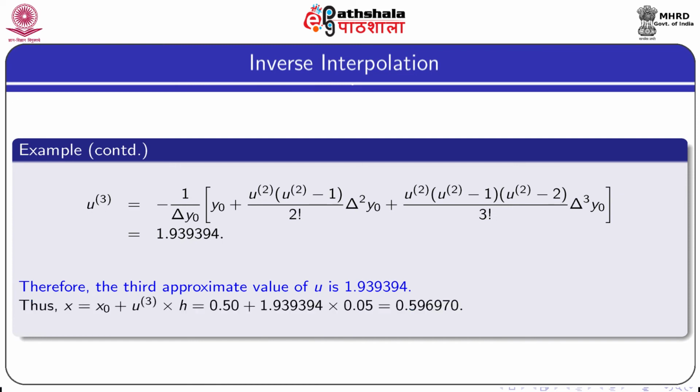So, using these values we have the value of x as x0 plus u3 into h, which is equal to 0.50 plus 1.939394 into 0.05, because the value of h is 0.05. After simplification it is equal to 0.596970. So, this value, that means 0.596970, is the root of the given equation, correct up to 6 decimal places.